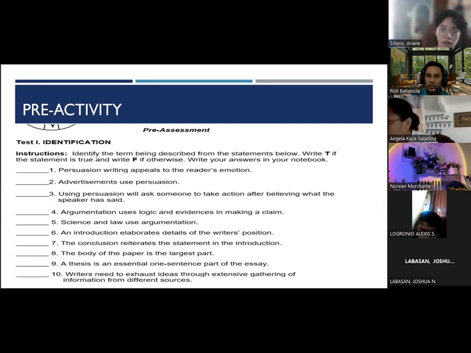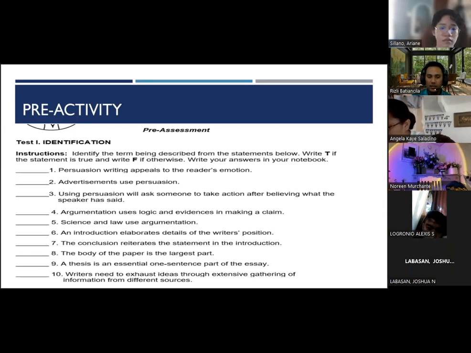A thesis, or we are talking about a thesis statement, not the thesis of our research. So it's an essential one sentence part of the essay. So iba pa yung main idea natin. So meron tayong main idea per paragraph, the main topic. Pero meron tayong pinaka main idea of the entirety of the essay. So that is the thesis statement.